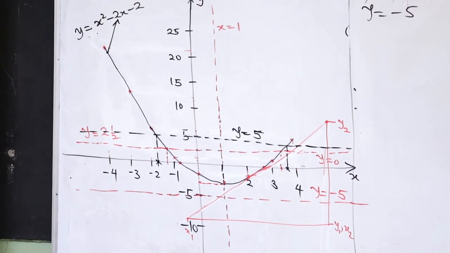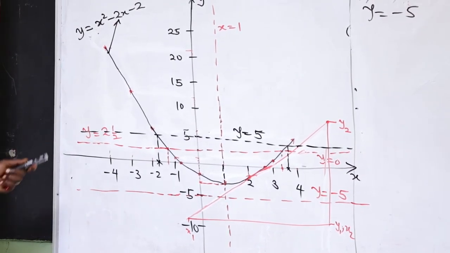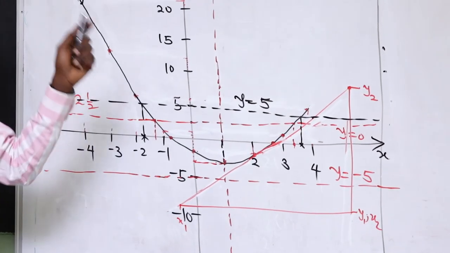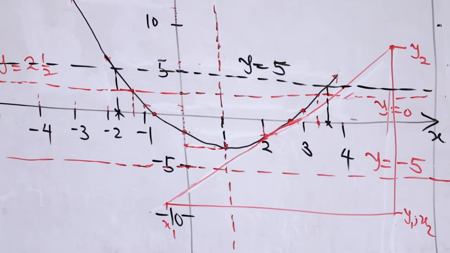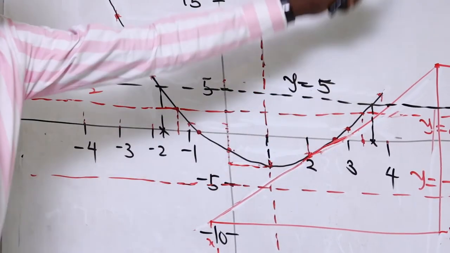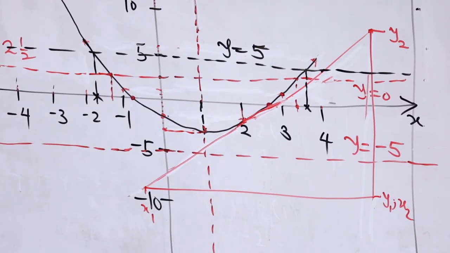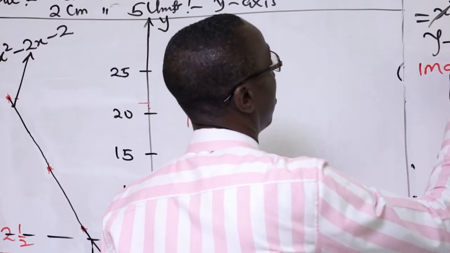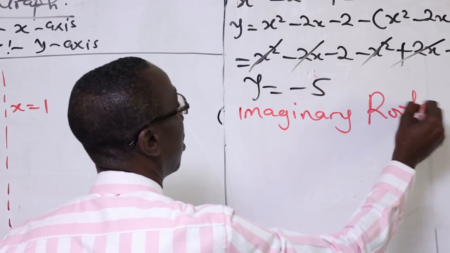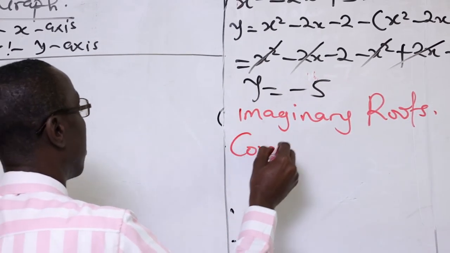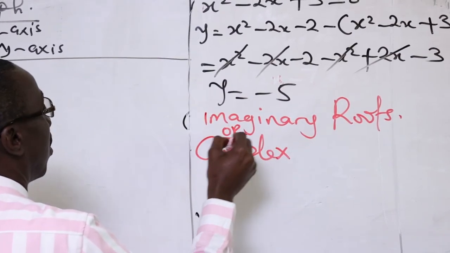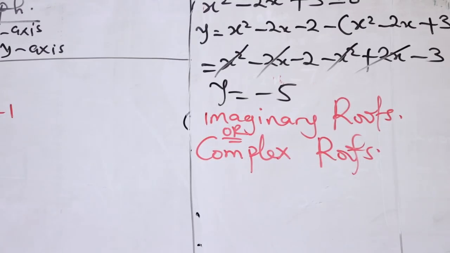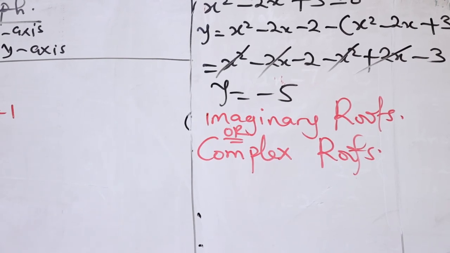What is the root of this equation? If, for one reason or the other, you have a line that is not passing through the curve, and it will never pass through the curve, even when the curve is extended, even if you keep extending this curve, this line will never pass through the curve. In such a situation, the root of this equation is called imaginary root, or complex root. So there is virtually nothing you want to read on this. It's saying that the answer to that is imaginary root or complex root. Am I still communicating? Yes. All right.